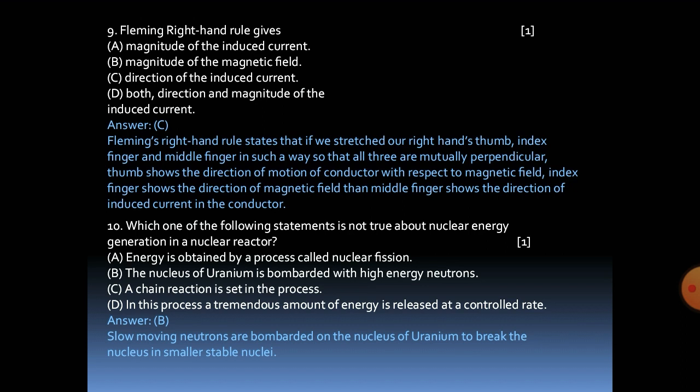So the correct option will be B, the nucleus of uranium is bombarded with high energy neutrons, because slow moving neutrons are bombarded on the nucleus of the uranium to break the nucleus into smaller stable nuclei, releasing a large amount of energy. So the correct answer will be option B.